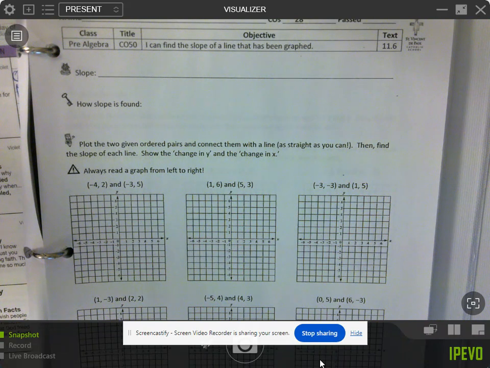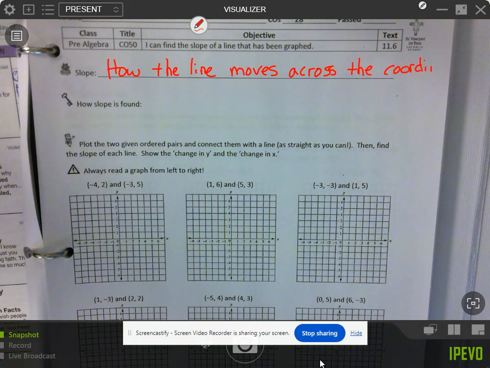The slope of a line. So those of us talking about those hills, that's not the slope of a line. So we want the slope of the line that has been graphed. So the slope is how the line moves across the coordinate plane.